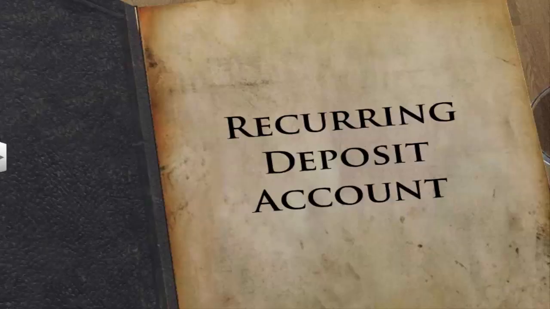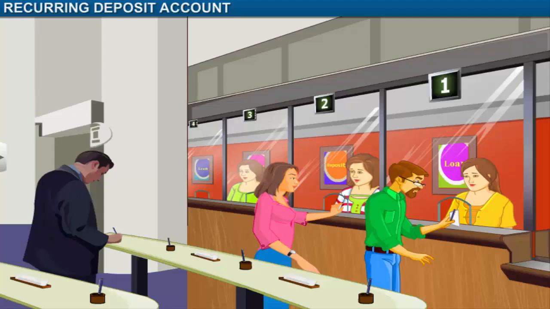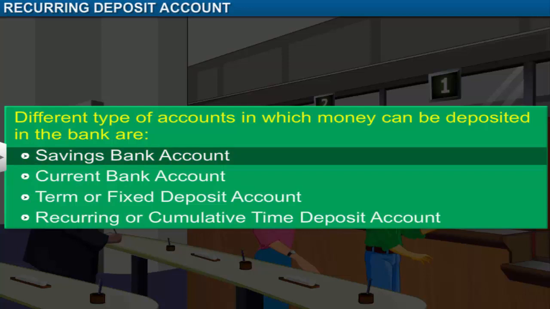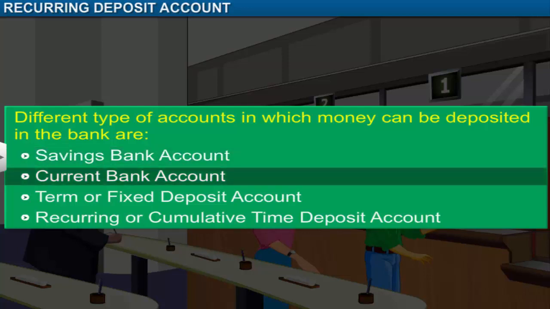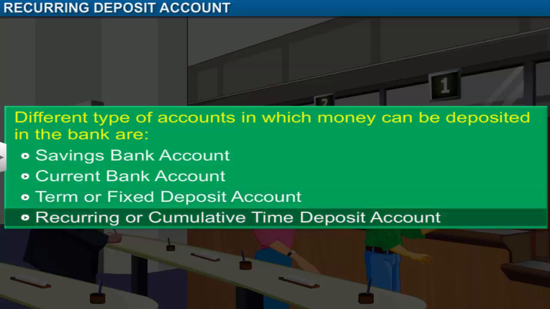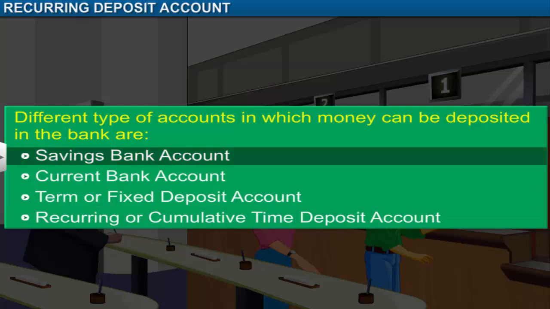In this module, you will learn about recurring deposit accounts. The different kinds of accounts in which money can be deposited in a bank are a savings bank account, a current bank account, a term or fixed deposit account, and a recurring or cumulative time deposit account. Savings bank account and recurring deposit account are the most popular services provided by the banks, especially among the salaried class.